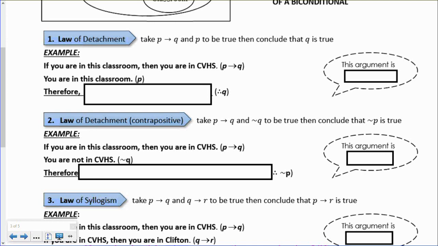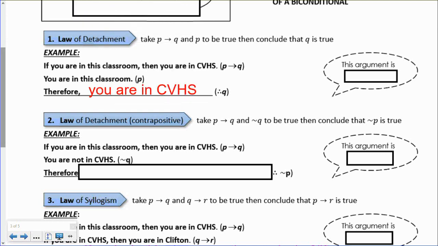So if I say, if you are in this classroom, then you're in CVHS. That's true, right? Okay. Then I say, you are in this classroom, therefore what can I conclude based on the first sentence? If you're in this classroom, therefore what? Therefore, you are in CVHS. That's how the law of detachment works.